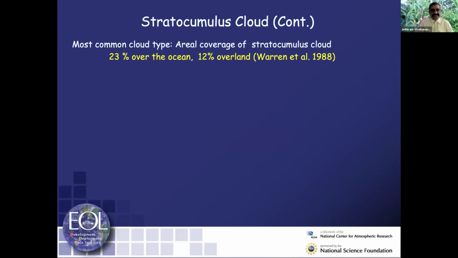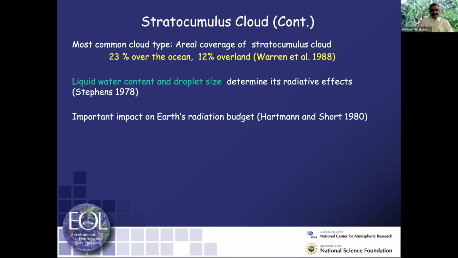Stratocumulus cloud is very prevalent. It covers about 23% of the ocean, and about 12% of land. They are quite important for the Earth radiation budget. To understand that, we need liquid water content and droplet size, which are the key for studying radiative transfer effects.